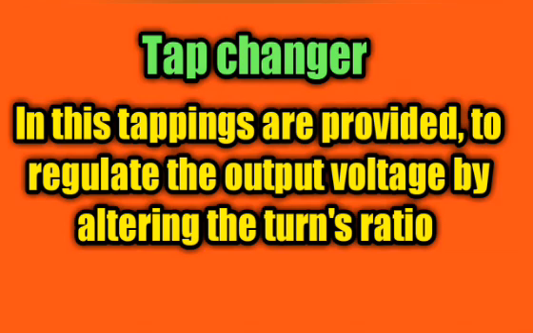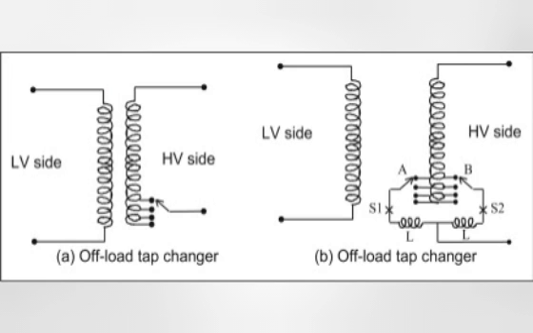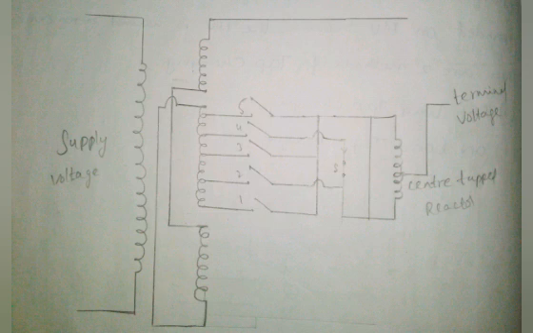Function of tap changers. Tappings are provided to regulate the output voltage by altering the turns ratio. There are two methods of tap changing. 1. Off-load tap changing method. 2. On-load tap changing method. In off-load tap changing method, the tappings are changed after disconnecting the load on the transformer. In on-load tap changing method, the tappings are changed while the transformer is delivering the load.